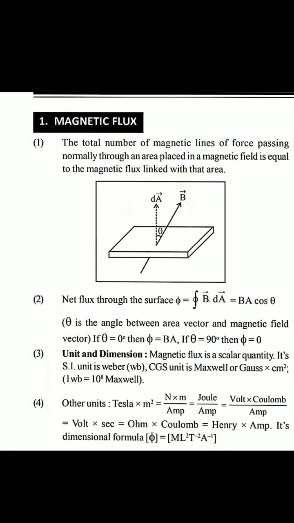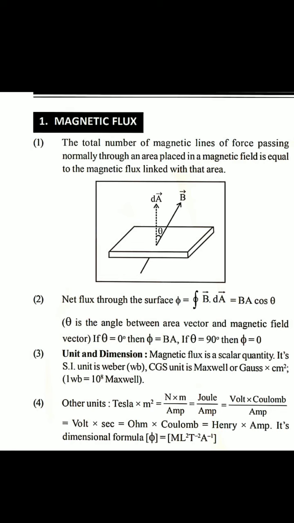Now if theta is the angle between the area vector and the magnetic field, then for theta equals 0 degree, phi equals BA, and for theta equals 90 degree, phi equals 0. That means if the area vector and the magnetic field are perpendicular to each other, then no magnetic flux is present. Magnetic flux will be 0.